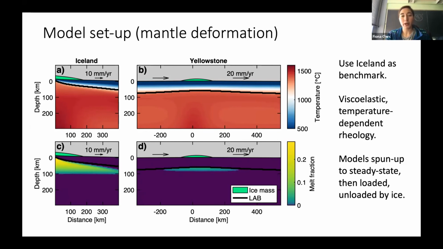Once the model is spun up to steady state, we load and unload this free surface using pressure boundary conditions on the top. Those are represented by the green parabolas, and they're vertically exaggerated in this figure. The bottom plot shows the melt fractions, which are the degree of melting. They're solely dependent on pressure and temperature for a dry peridotite solidus.